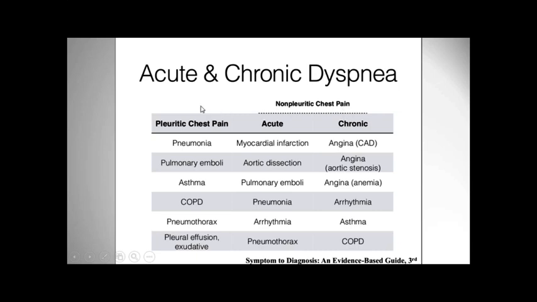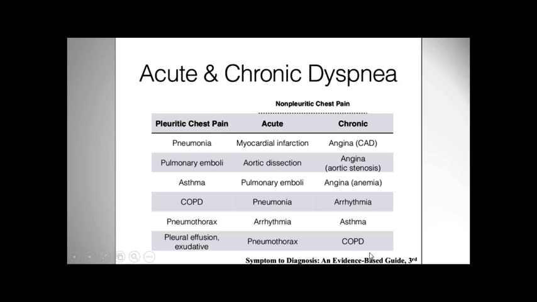Okay, some causes of pleuritic chest pain are pneumonia, pulmonary embolism, asthma, COPD, pneumothorax, and pleural effusion. And then we have here, when there is a non-pleuritic chest pain, some acute causes and chronic causes of dyspnea. Acute myocardial infarctions, aortic dissection, pulmonary embolism. Notice that some conditions appear in two lists. Because, for example, pulmonary embolism can produce either a pleuritic or a non-pleuritic chest pain. Okay, they will produce dyspnea, but the pain can be different depending on the patient. Pneumonia, arrhythmias, pneumothorax, okay, will produce acute dyspnea and non-pleuritic chest pain.